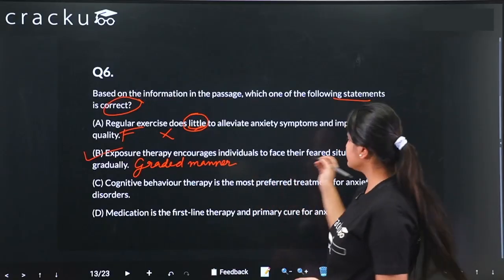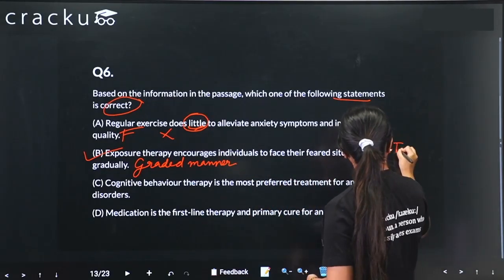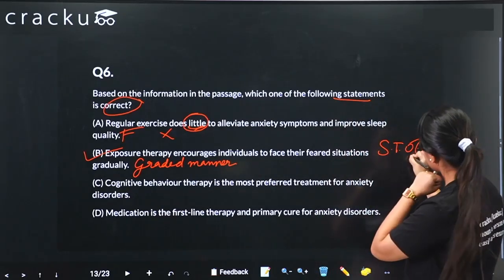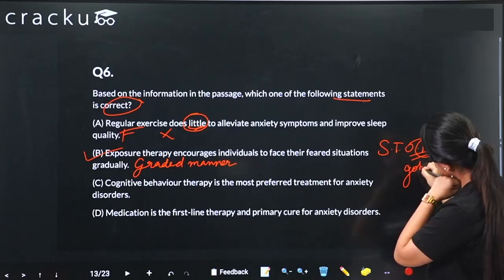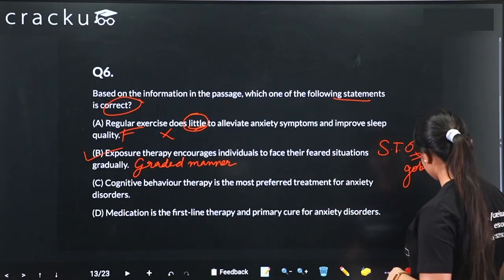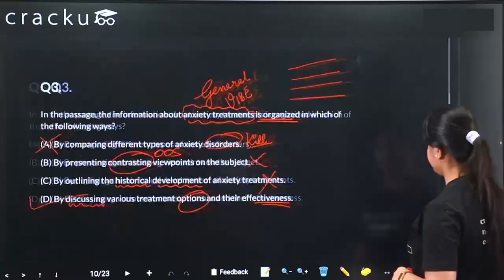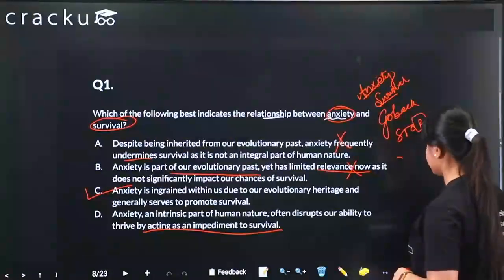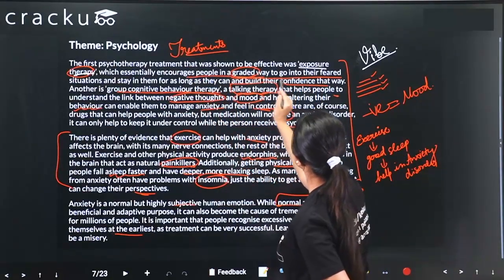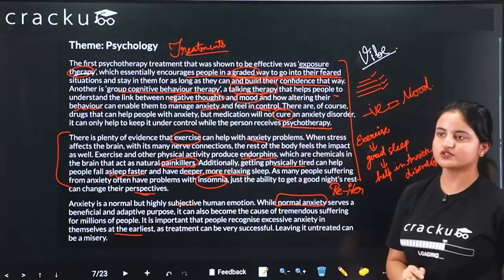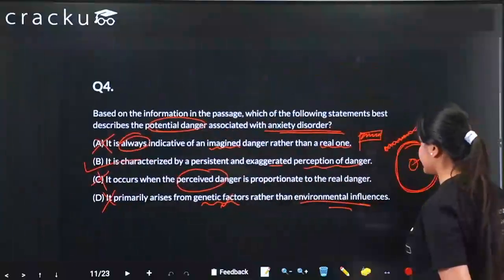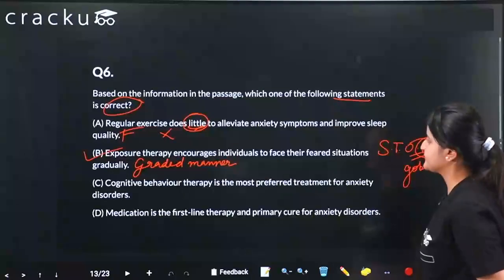So again, the P part of S.T.O.P would work everywhere as we discussed, especially in IPMAT and UG. We can always go back and we can always pick this line. I can show you also, gradually or graded manner. So in the paragraph, if we go back here, it encourages people in a graded way to go into their feared situation. Pick. Even if you do not know the meaning of graded, you can guess the meaning also.